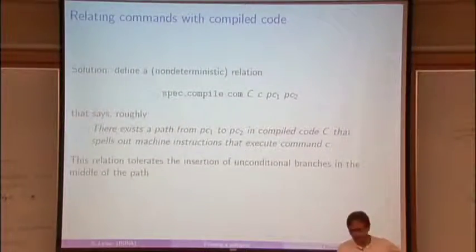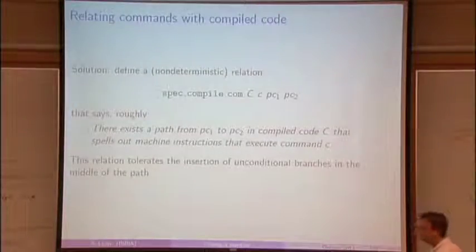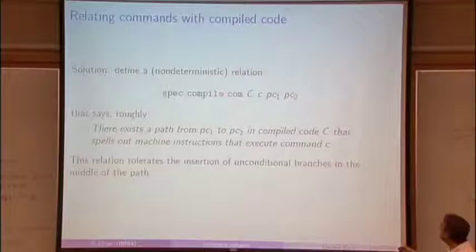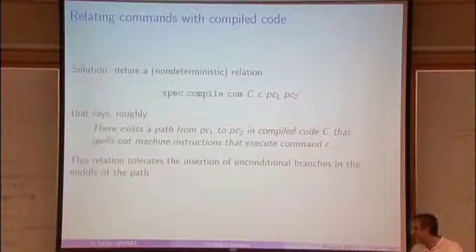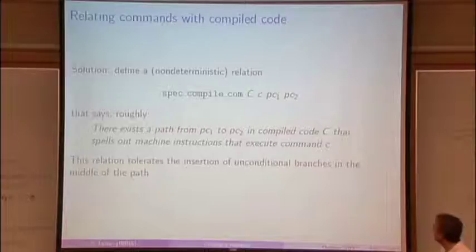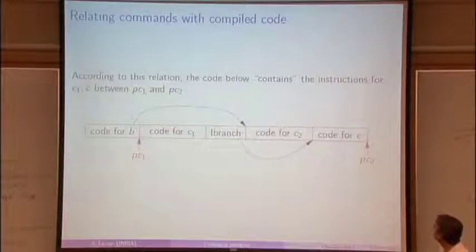Well, there's a trick, which is to define a non-deterministic relation that generalizes compiled code at. And what does it say? It says that between PC1 and PC2, there's a path of instructions in this compiled code capital C that spells out machine instructions that execute the command C. But those instructions are not necessarily exactly those you get by compiling C, because that relation tolerates the insertion of branches in the middle of the path, okay, of unconditional branches in the middle of the path. So I hope I have pictures to explain that.